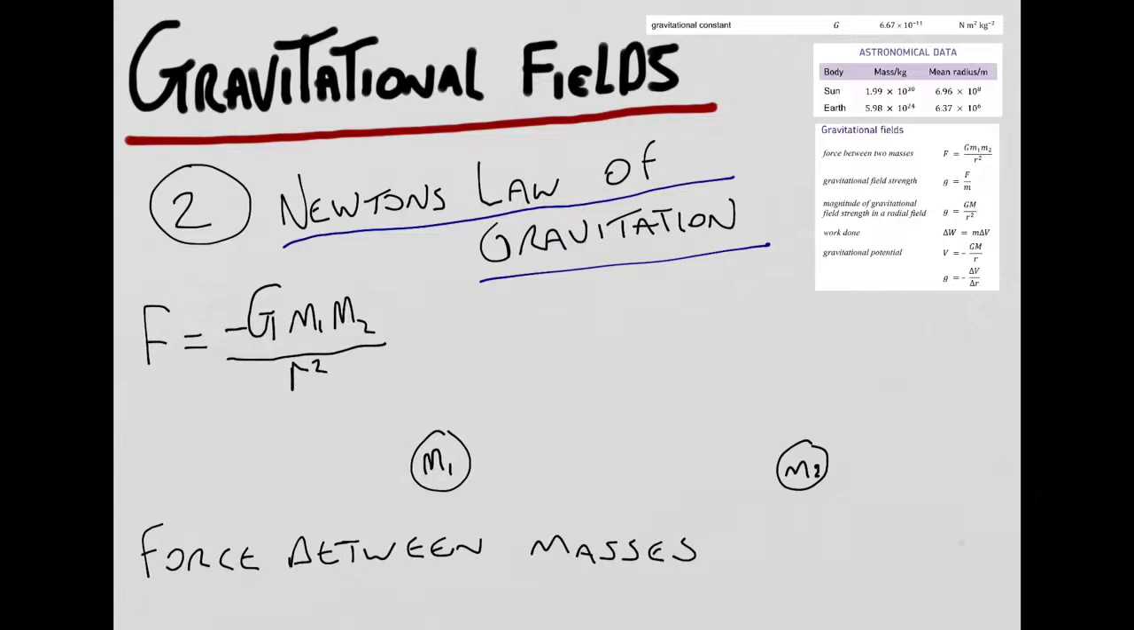Now, the bit that would possibly come to us but maybe not so immediately obvious is that the distance between them is important. So r in this case is the distance between them. If we were to measure the distance of m2 from m1, that would be our r. It's divided by the distance between them squared, which is quite interesting. That gives us something called an inverse square law, which we'll come back to later.